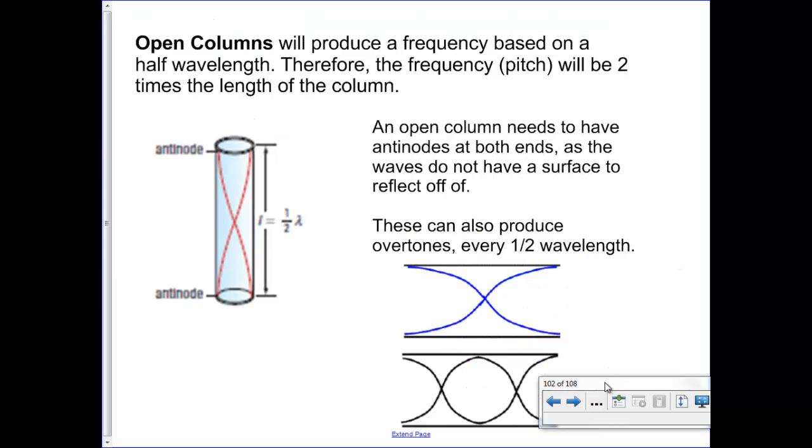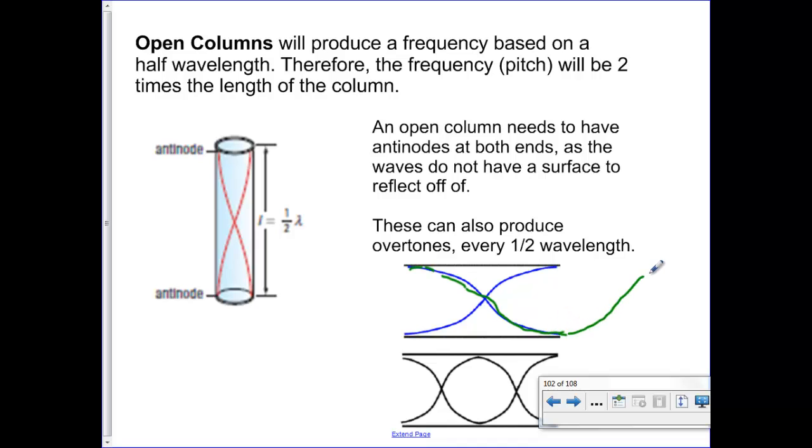If you were talking about an open column, it doesn't have something to bounce off of. So you don't want to go from node to node. You want to go antinode to antinode. And the way this would work then is you actually want half of a wavelength, because you want to start here, go down here.